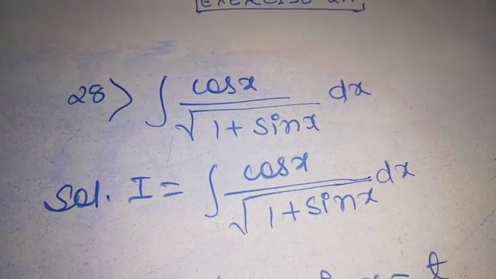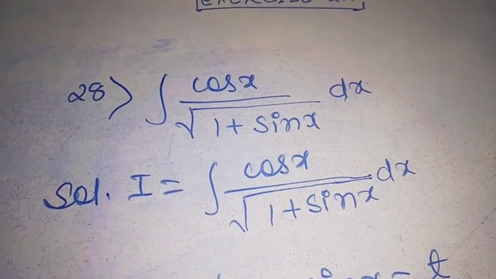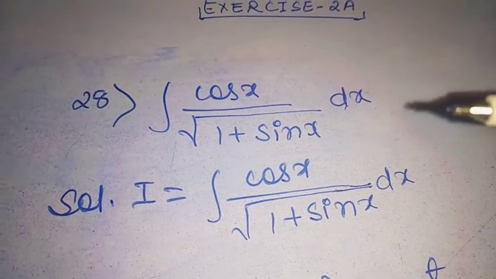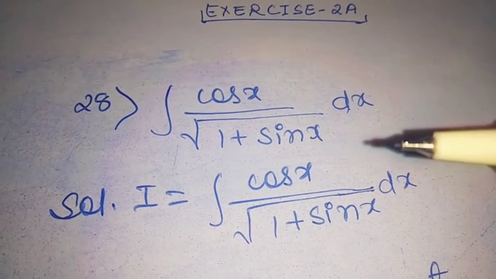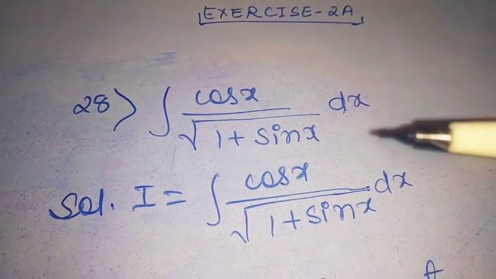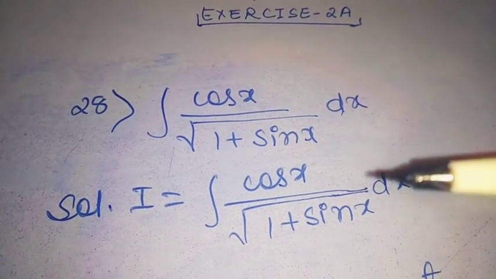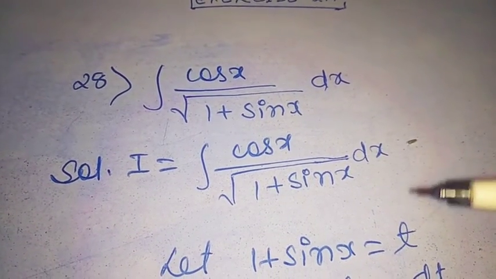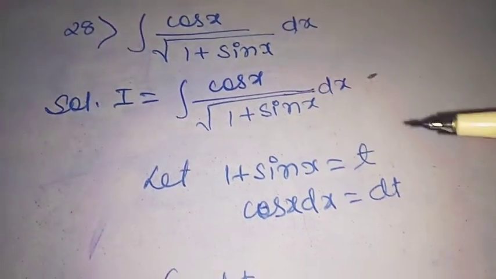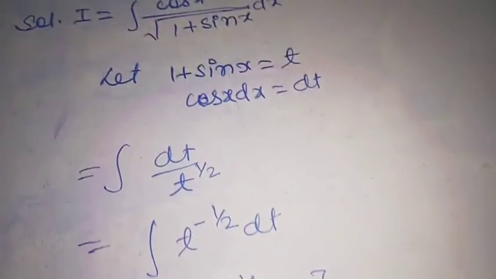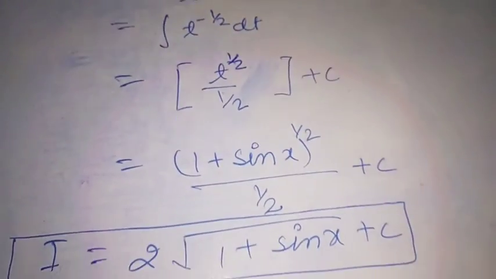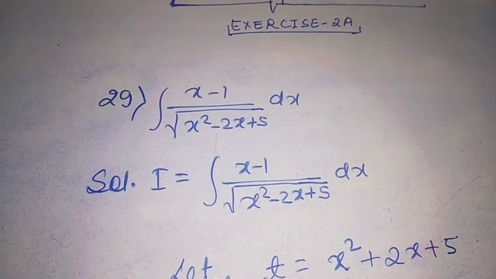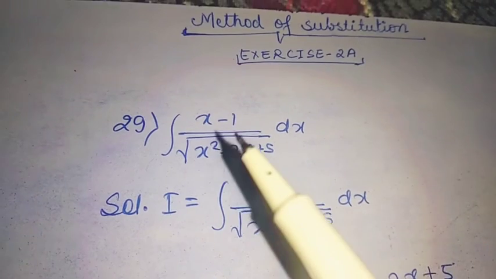This is question number 28, and the question is integration of cos x upon square root of 1 plus sin x into dx. This is also the same type of question as the previous one, because all three questions are in the same pattern. I'm just giving you the overview, and I'm assuming that you all will solve it by yourself. So you can see this, and now you can see the answer, which is this. This is the answer.